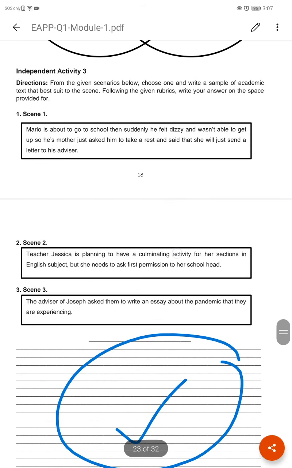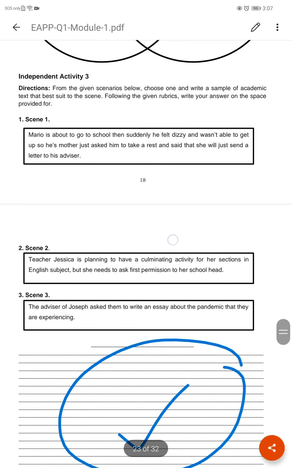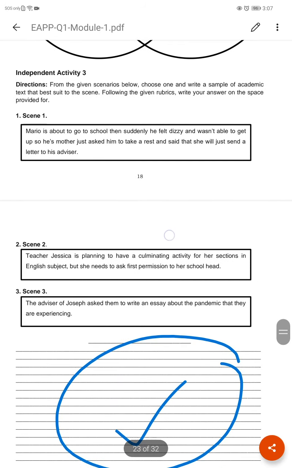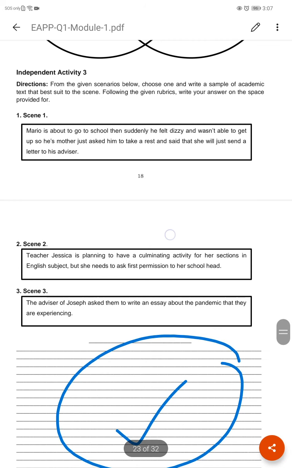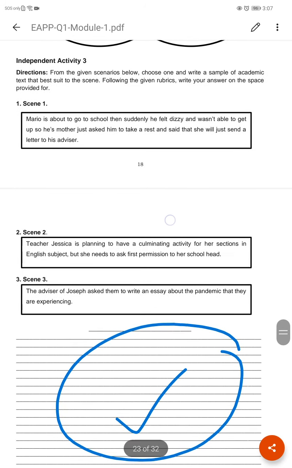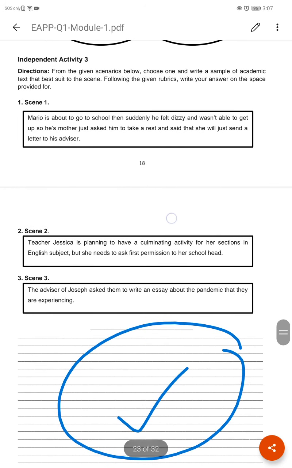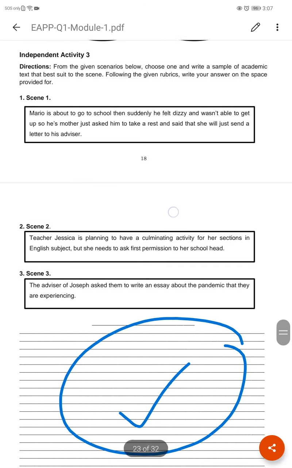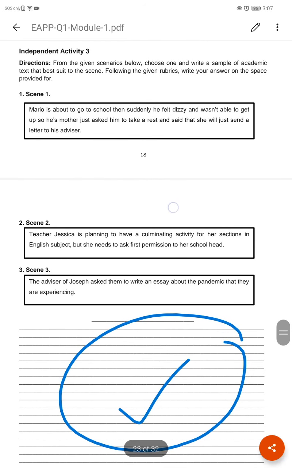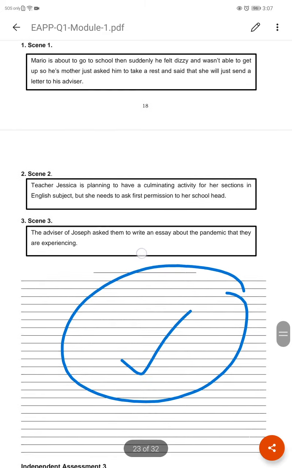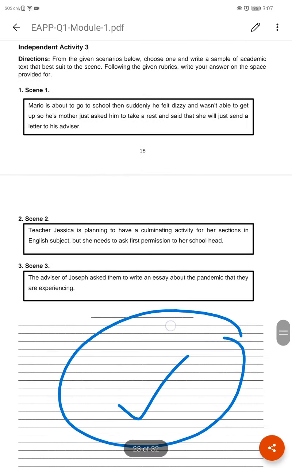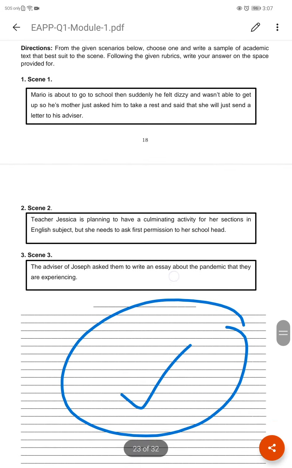So Mario is sick, and then his mother tells him not to go to school and just rest, and that the mother will send a letter to his advisor. So what could be the academic text which we can write about this scene? Maybe an excuse letter. So you can write an excuse letter for that. Or maybe you could choose scene 2.